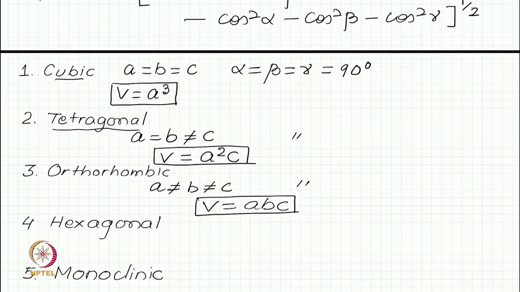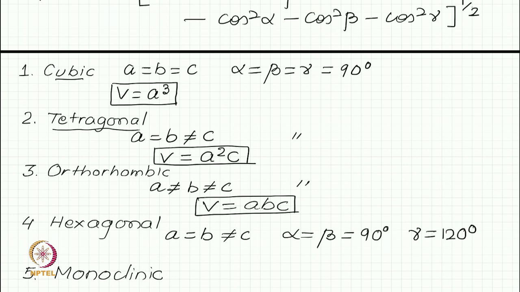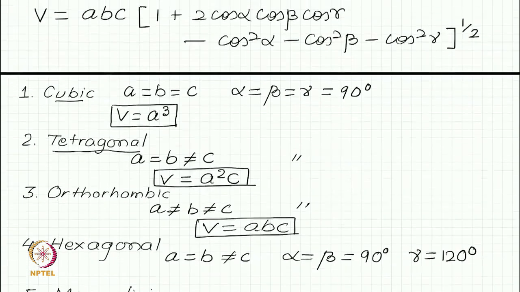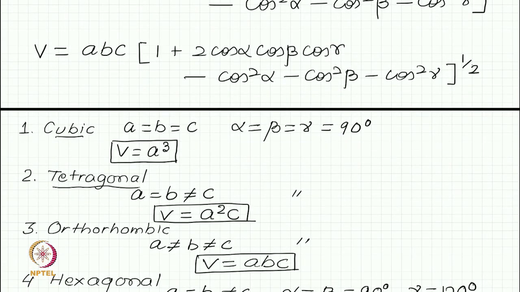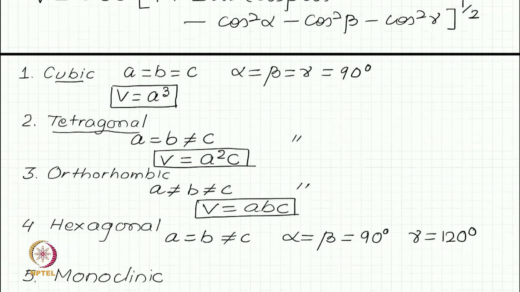Hexagonal is the next simplest case, where A is equal to B, but not equal to C. Two angles are still 90 degree. So, life is not that bad, but one angle becomes 120 degree, gamma is 120 degree. So, apply it to your formula.